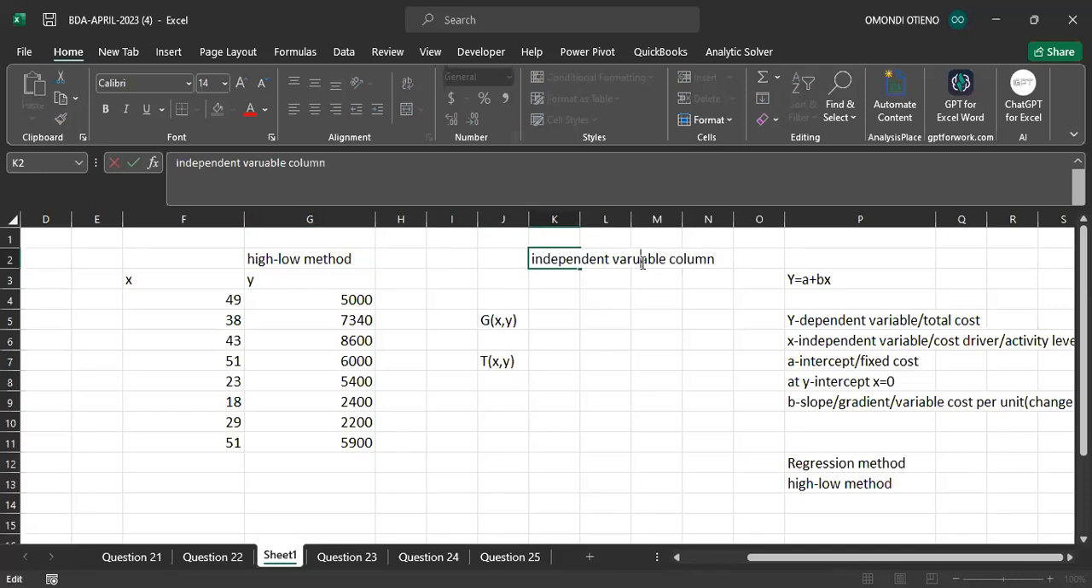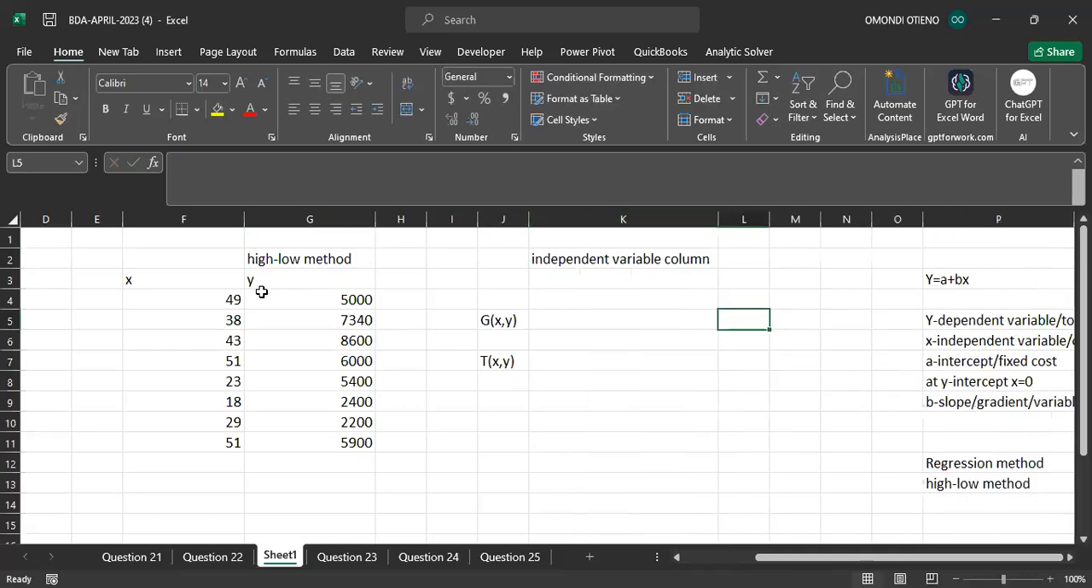Independent variable column. So are we able to identify our independent variable column? The independent variable column is this column of x values. Now, having done that, at any given time, you're going to solve a question using the ILO method.